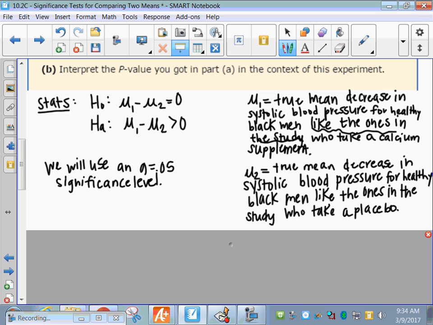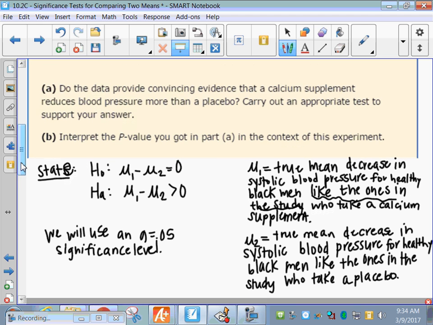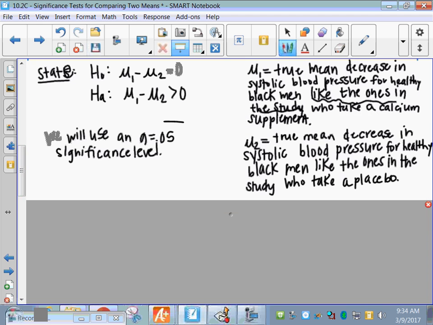And then don't forget to say, look what I wrote, stats instead of state. I was like, what? All right, state. We'll use an alpha equals 5% significance level since they didn't tell us. So if they don't tell you which one to use, you guys use that lovely 5%.